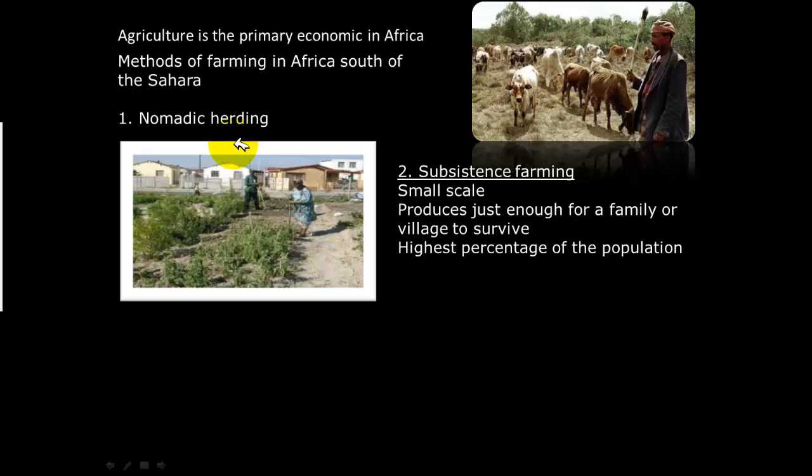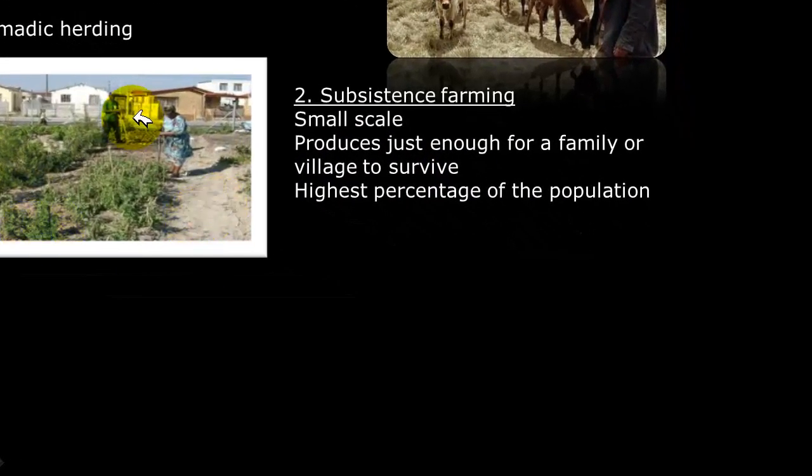The second type of farming that we see in sub-Saharan Africa is represented by this picture. This is a picture of a woman in a small family garden, and it's a family plot. And that describes perfectly what subsistence farming is. Subsistence farming is farming on a small scale. You're just producing enough for you or your family to survive. Your goal is not to produce crops to take to the market and sell. It's just for family consumption, your family survival.